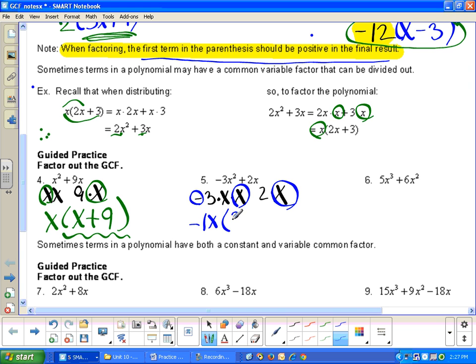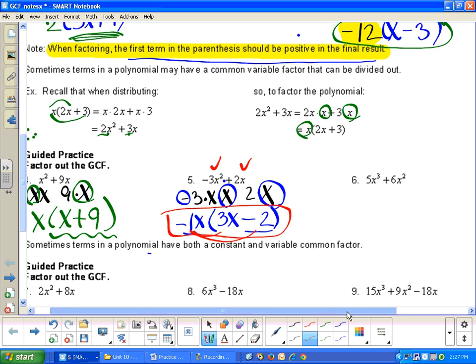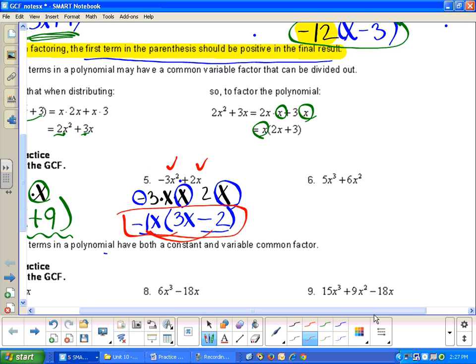Here's our parentheses. 3x, and we have a 2. But think about, this has to be a positive 2. So to get positive 2, I have to have negative times negative. So taking out a negative changes that sign. If we go back and check, these 2 multiply to give us negative 3x squared. These 2 multiply to give us positive 2x. So our answer is correct. You may see this one written with just the negative x out front instead of the 1. You can do that anyway.